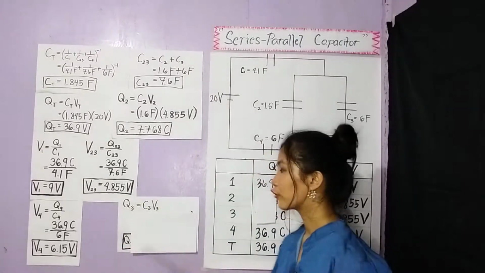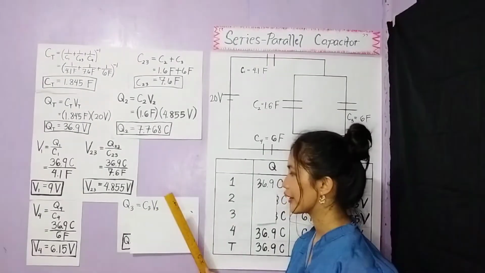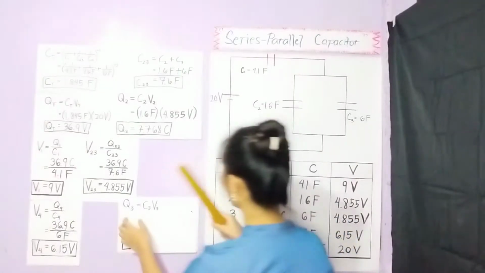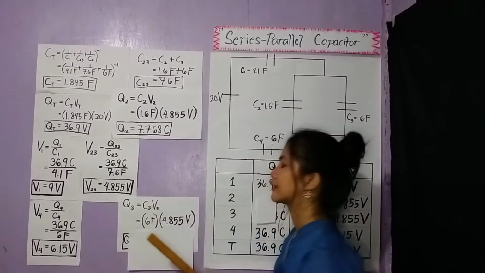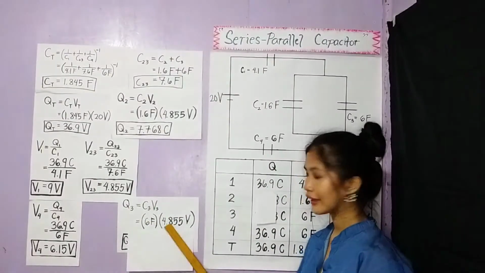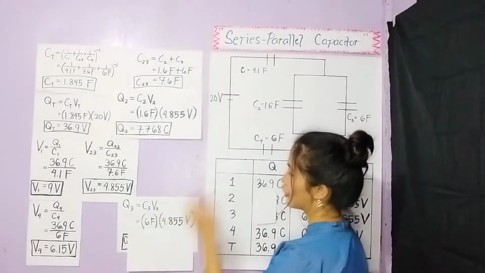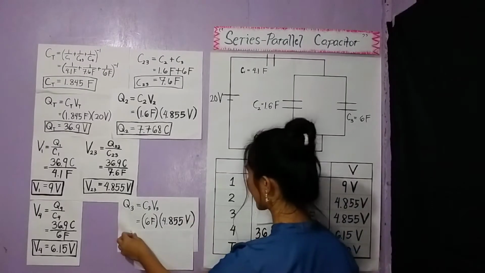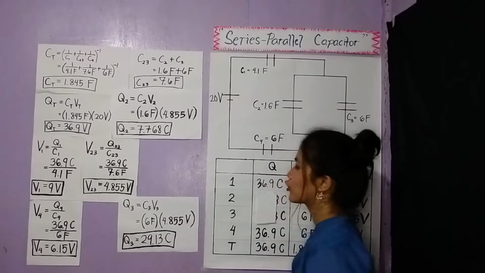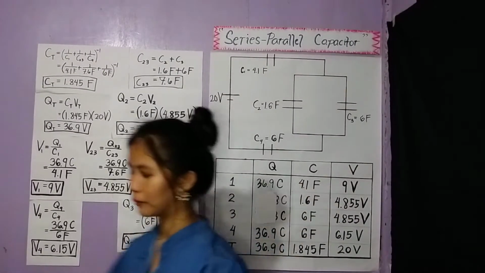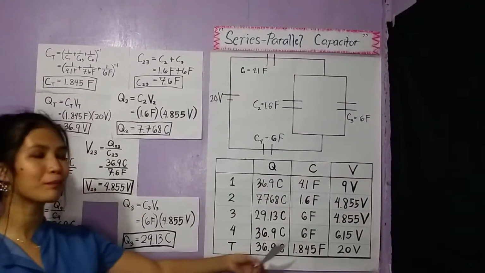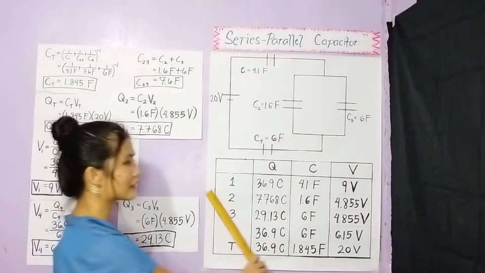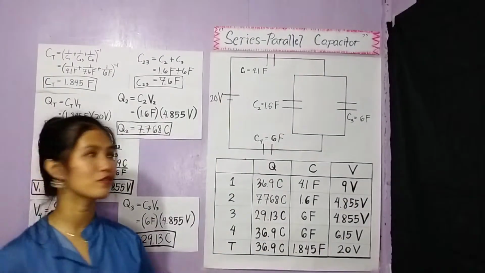And now we're going to find for the Q3. So the same formula, Q3 is equal to C3 times V3, and putting down their value, we have 6 farad times 4.855 voltage, and using the calculator, we'll be able to get an answer of 29.13 coulomb. So now, this is our series parallel capacitor. So this is now a complete answer for the series parallel capacitor.